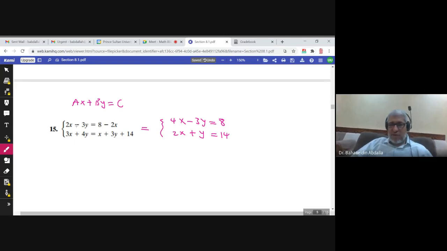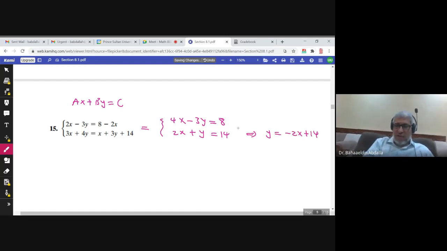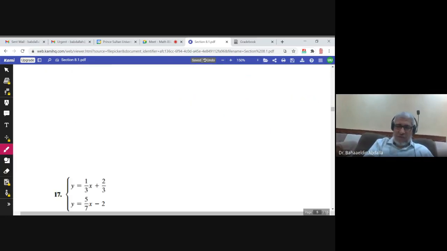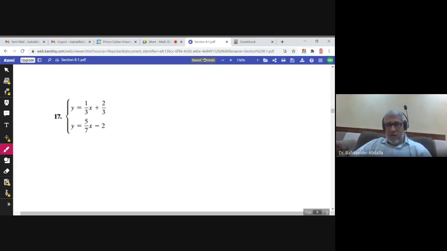You write each equation in the form ax plus by equals c, and then you see that you can solve the second equation for y, and you put it in the first equation, and you find the value of x, and then you find the solution of the system.